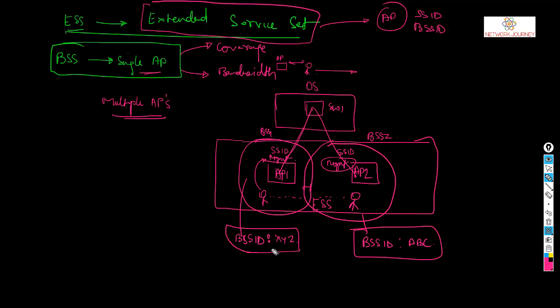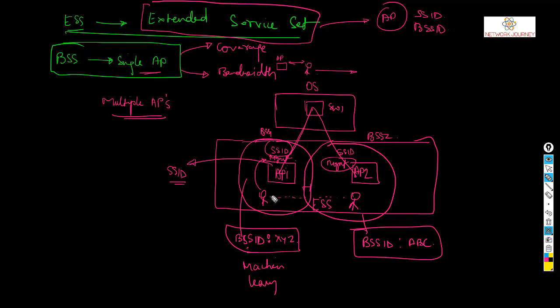I told you the BSSID deals with machine understanding. Okay, for your convenience we make use of the SSID, which is human friendly. So the user doesn't need to be bothered about which BSSID he is connected to. The user will just connect to the SSID, whichever SSID he is being asked. Let's say MGMT, he will be given some username and password, so he is happy with that.